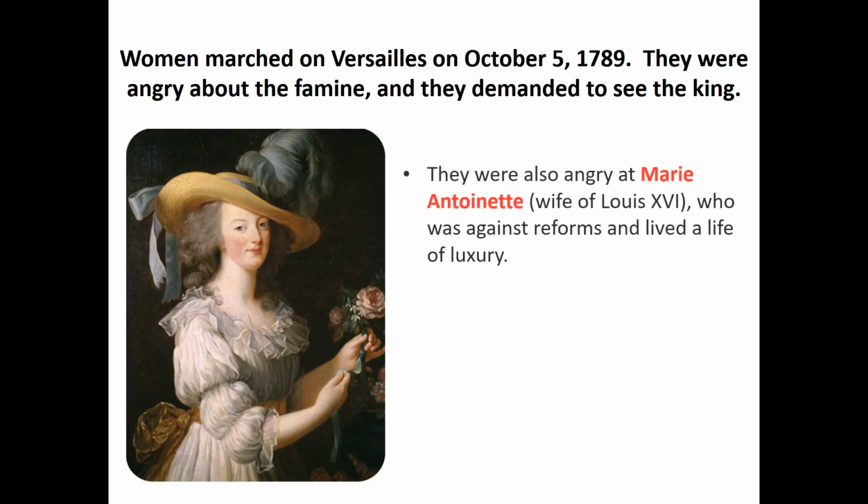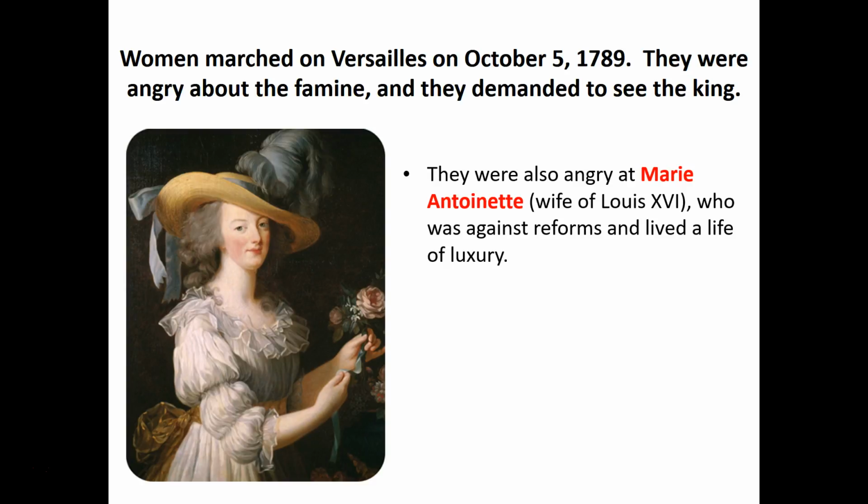One focus of their anger was the wife of Louis XVI, Marie Antoinette. Now, Marie Antoinette, again, the wife of Louis XVI, wasn't born in France. She was born in Austria. She's the daughter of Maria Theresa and the sister of the current leader of Austria, Joseph II, who we talked about as one of those enlightened despots.